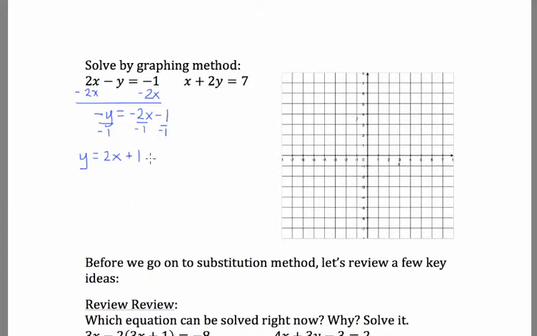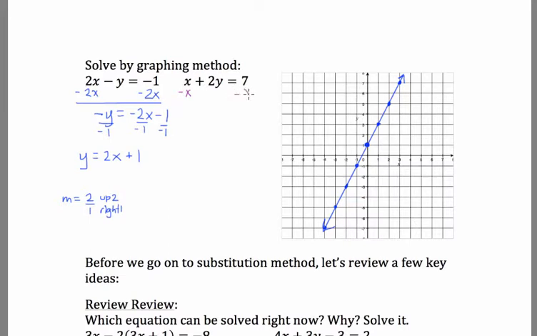Now let's graph. 1 is the b number. The m number is 2. Make it into a fraction. That means up 2, right 1. Same pattern backwards. Second line.